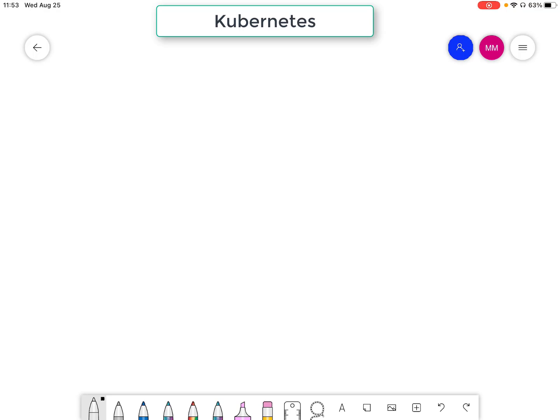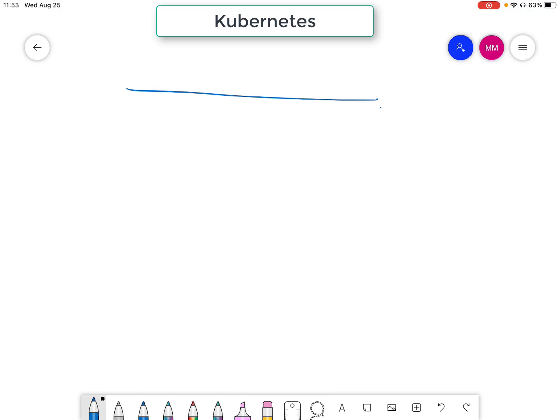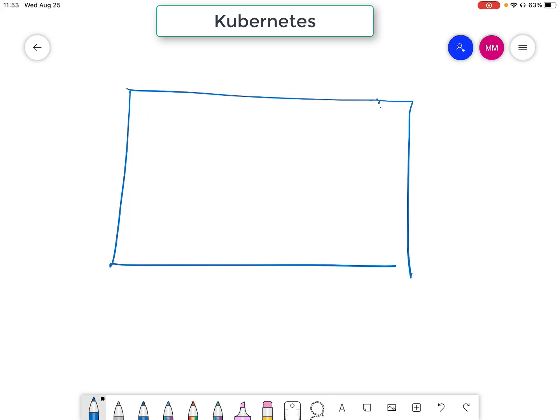Okay, so here's an easy way to understand what Kubernetes is all about. What we're going to imagine today is I've got a ship here. Imagine a big ship. I'm not really good at drawing this ship, so I'm going to draw it in the most basic way possible, which is a square.